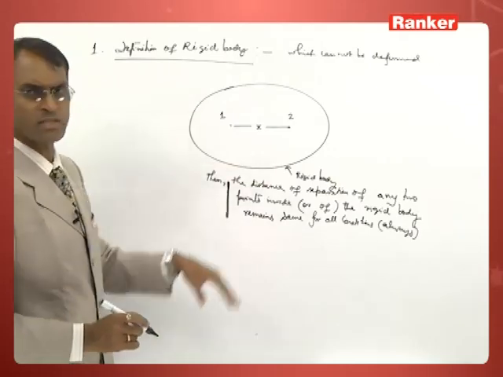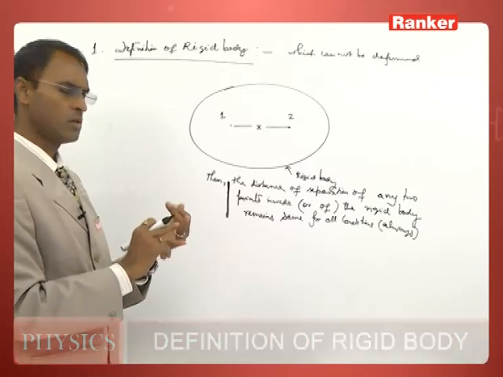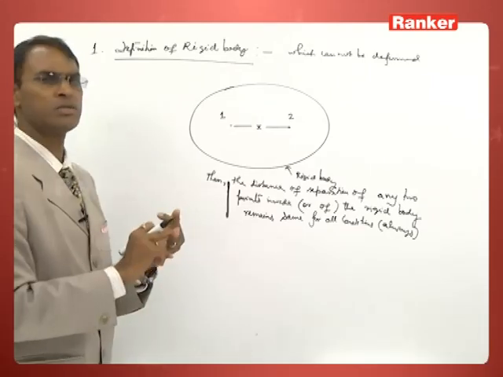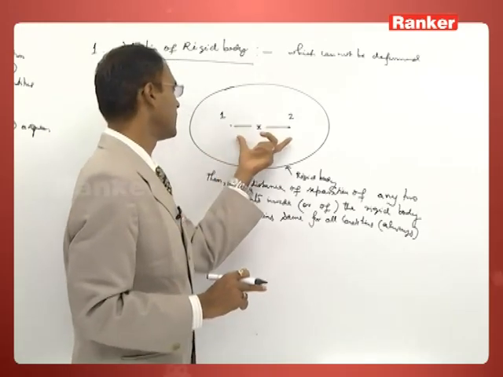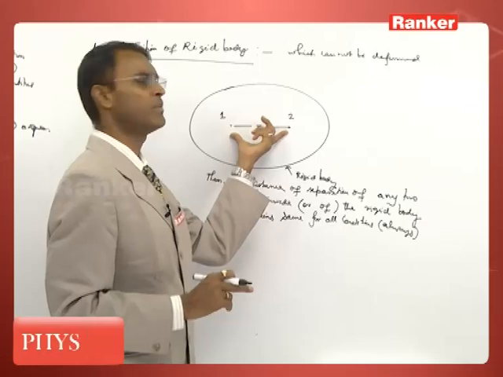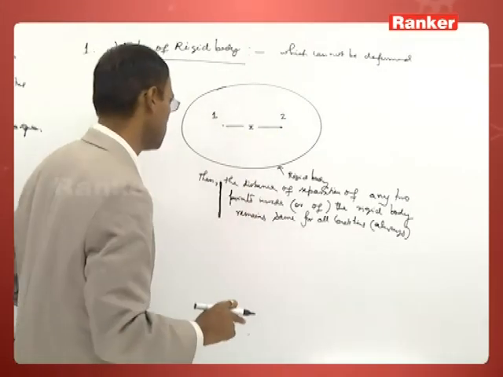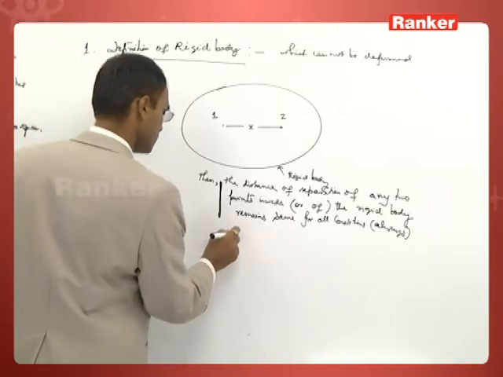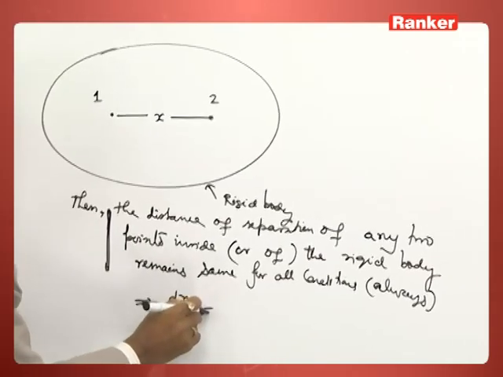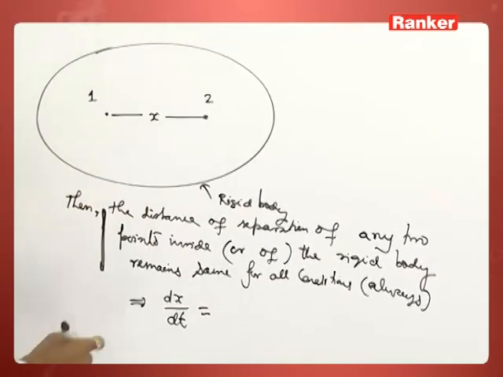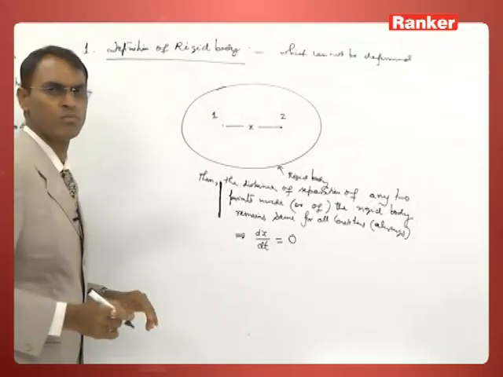If you take all these effects into account, the elongation is 0, the compression is 0 and the twisting is 0, then we can say that the relative separation between any 2 points of the rigid body must be a constant quantity. Then the derivative of this quantity, if this quantity does not change, must be equal to 0.